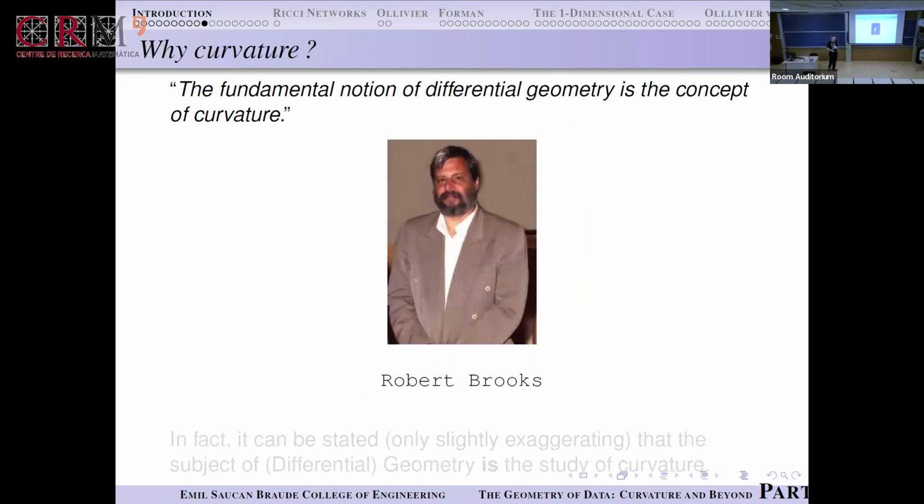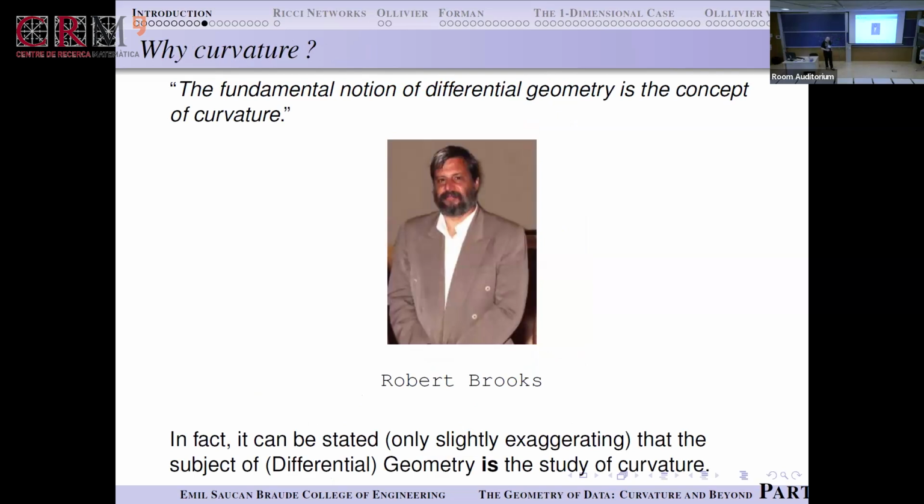Another, deeper reason resides in this quote from Robert Brooks, who said that the fundamental notion of differential geometry is the concept of curvature. I would say that curvature is basically what you do when you study geometry. If you do axiomatics, you can talk about spaces of positive or negative curvature and so forth. So it's very natural to do that kind of thing here.